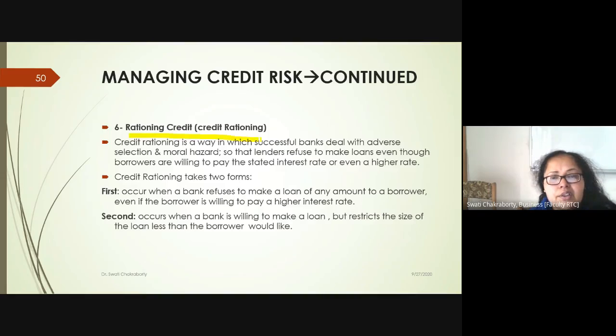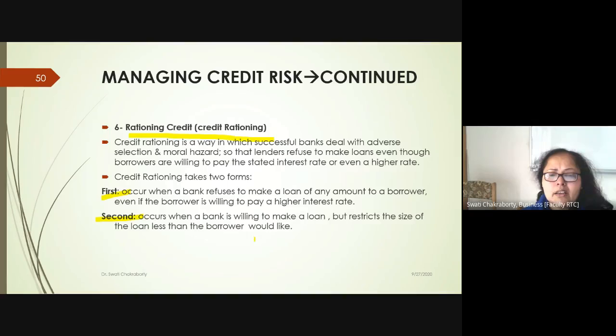Sixth is rationing credit, or credit rationing. It is a way in which successful banks deal with adverse selection and moral hazard, whereby banks refuse to make loans even though the borrowers are willing to pay the stated interest rate, or even a higher rate. Credit rationing takes two forms. In the first case, a bank refuses to make a loan of any amount to a borrower, even if the borrower is willing to pay a higher interest rate.